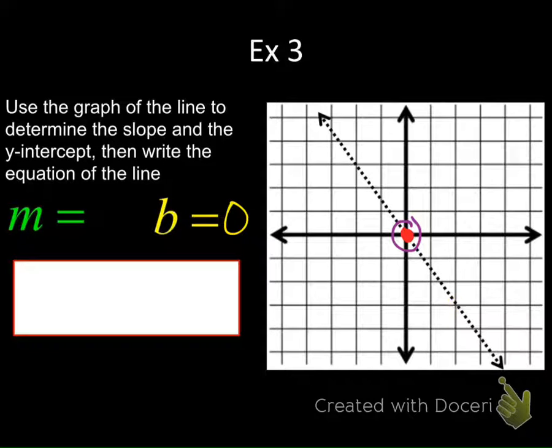Oop, that was not the right color. What kind of slope am I going to have? A negative. So my rise is going to be what? So my rise is going to be negative 3. What's my run going to be? 2. So my slope is negative 3 over 2. Ooh, that pink's not easy to see. Sorry.